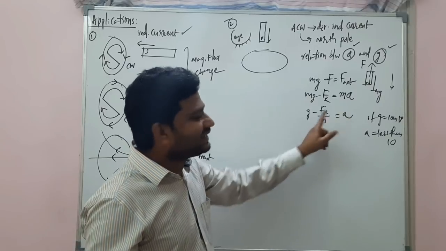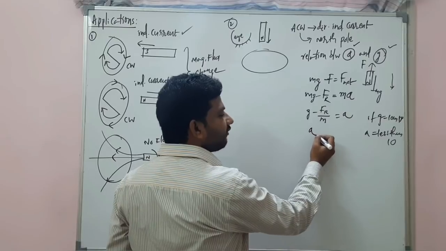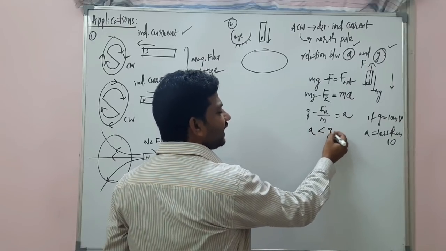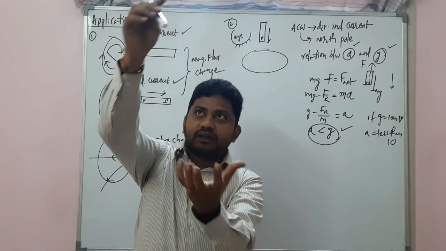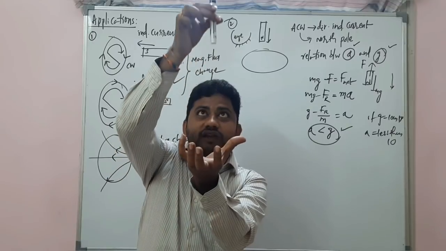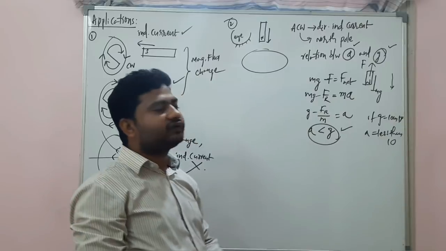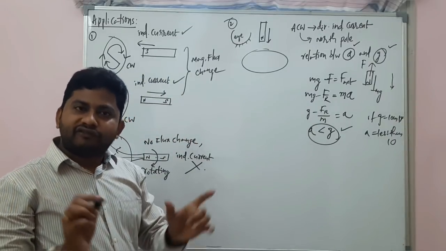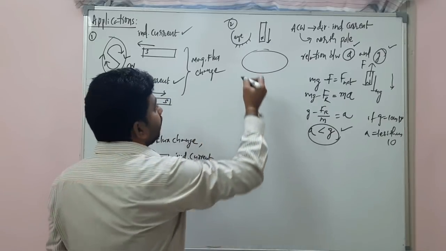G is 10, A is 10 minus something, so it is less than 10. So always your A value will be lesser than the G value. That's a relation. When a bar magnet is dropped through a coil, what happens? Its acceleration always will be less than G. This is the proof for this. For example, you can find this out now.